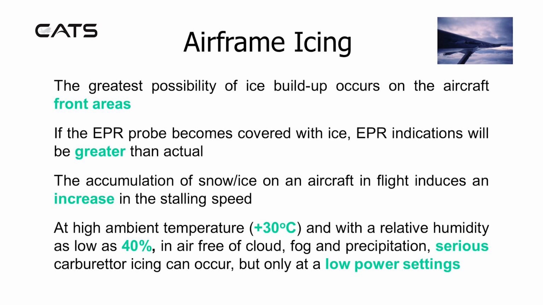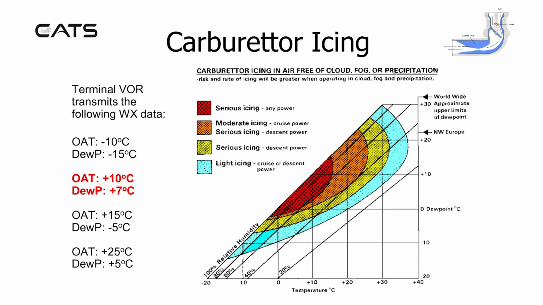The accumulation of snow ice on an aircraft in flight induces an increase in the stalling speed. At high ambient temperatures, plus 30 degrees Celsius, and with a relative humidity as low as 40%, in air free of cloud, fog and precipitation, serious carburetor icing can still occur, but only at low power settings. Here's a graph of carburetor icing risk.